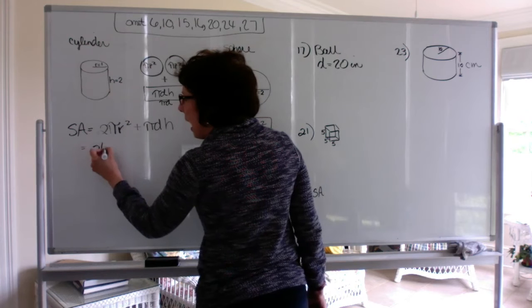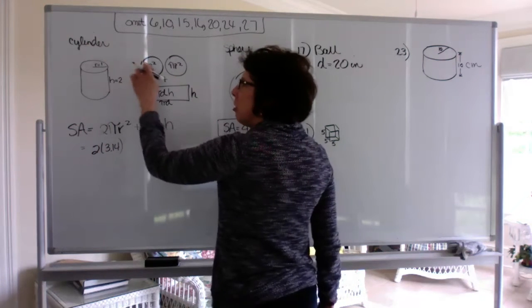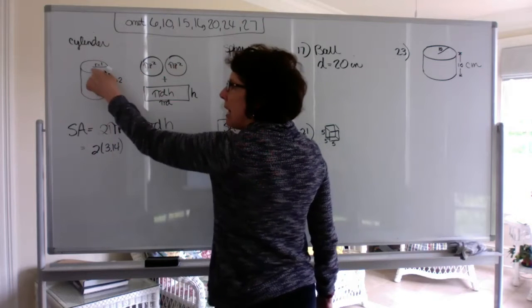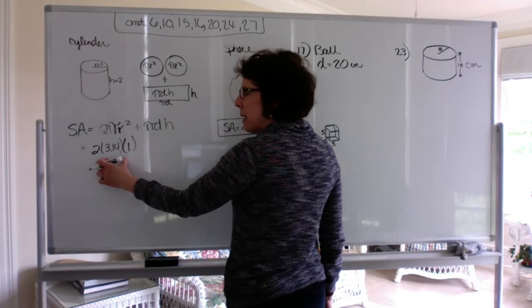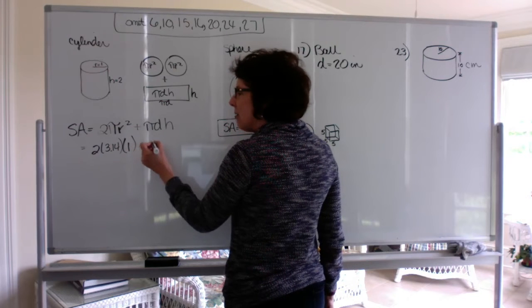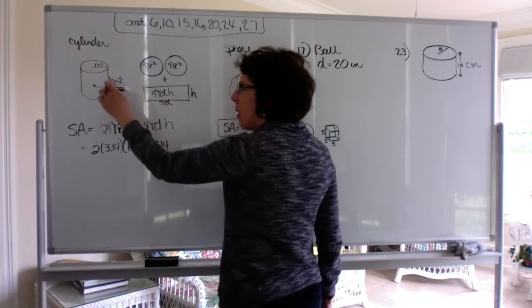Well, I'm going to leave pi as 3.14. I'm going to start with 2 because there's 2 circles, a top and a bottom, and the radius is 1, and 1 squared is 1. So here's the area of my 2 circles. Now let's find the area of the soup ladle, okay?